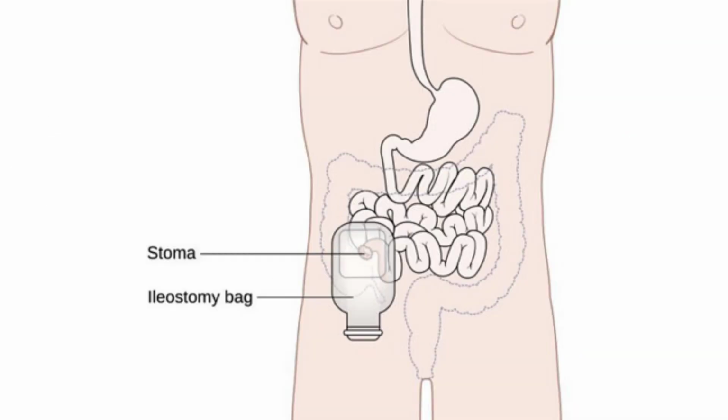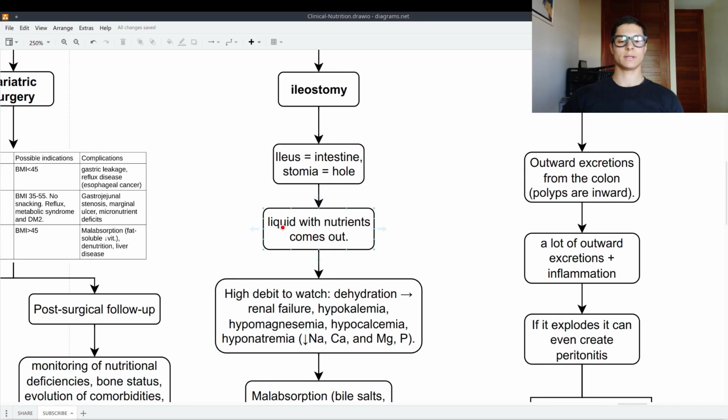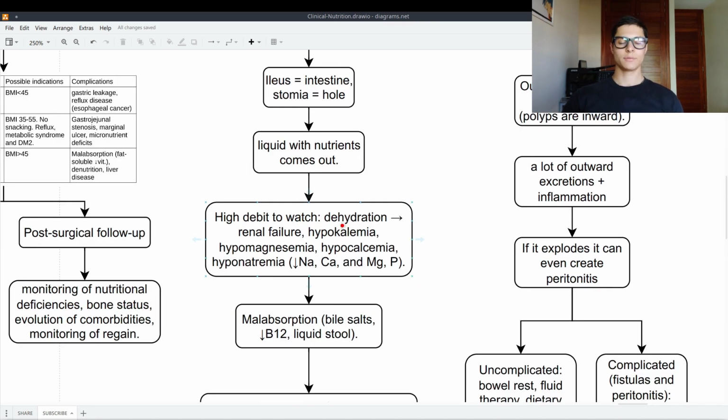Ileostomy. Ileus means intestine, stomia means hole. So it is a hole in the intestine, and liquid with nutrients comes out. High output to watch. We have to look at dehydration here, because it causes renal failure, hypokalemia, hypomagnesemia, hypocalcemia, hyponatremia. So indeed low sodium, calcium, magnesium and phosphorus.